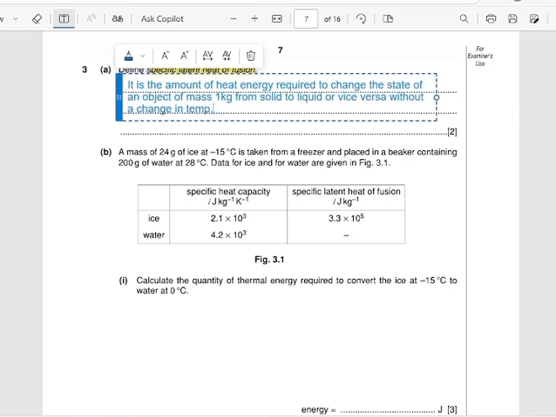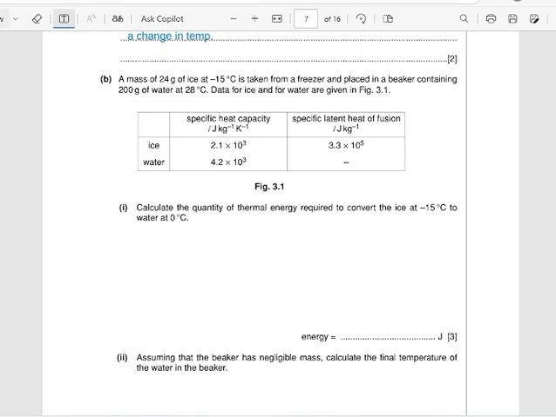Done with this, then we have the B part, which says a mass of 24 gram of ice at minus 15 degrees Celsius is taken from a freezer and placed in a beaker containing 200 gram of water at 28 degrees Celsius. Data for ice. So they have given us a specific heat capacity and a specific latent heat of fusion as well. I part says calculate the quantity of thermal energy required to convert the ice at minus 15 degrees Celsius to water at 0 degrees Celsius.